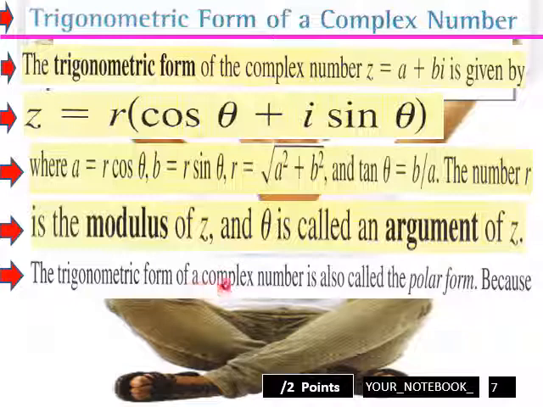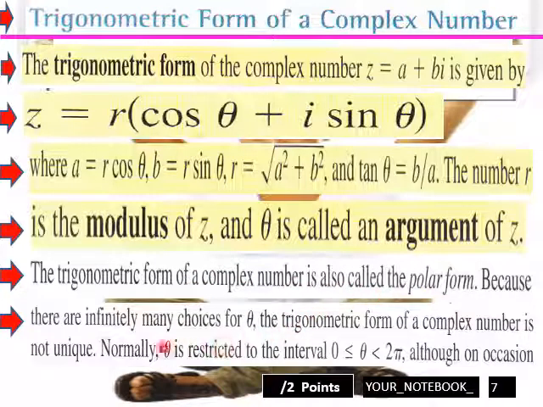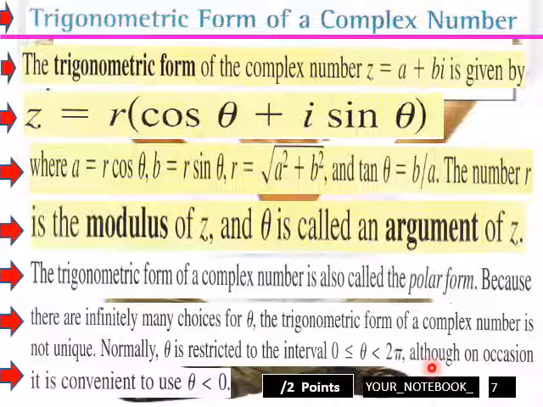The trigonometric form of a complex number is also called the polar form. Because there are infinitely many choices for theta, the trigonometric form of a complex number is not unique. Normally, theta is restricted to the interval 0 less than or equal to theta less than 2 pi, although on occasion it is convenient to use theta less than 0.